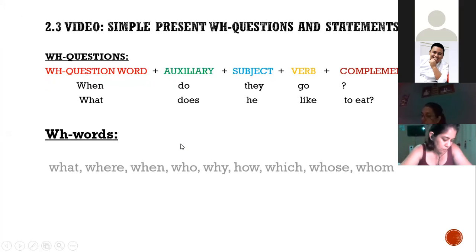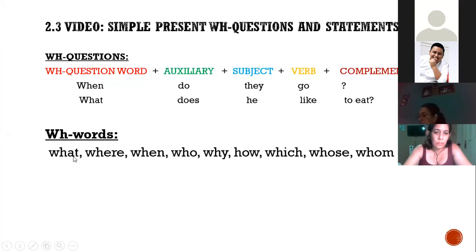Okay, and then we have the WH words. Listen. What, where, when, who, why, how, which, whose, whom. That means el qué para objeto, right? Abstract and concrete, objetos abstractos. Where for places, lugares. When for time. Tic tac, tic tac, tic tac, time, right? Who for people. Why for reason, right? Para preguntar sobre una razón, right? ¿Por qué? How, manera, forma, how.